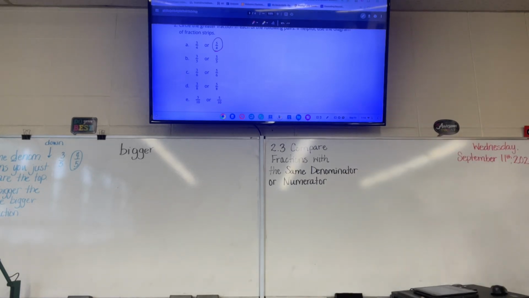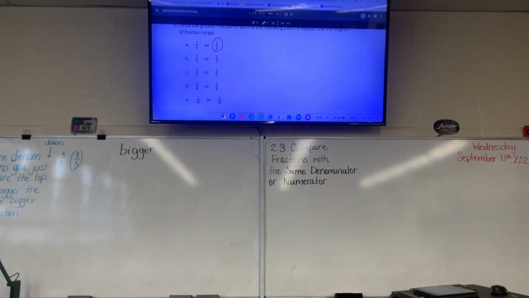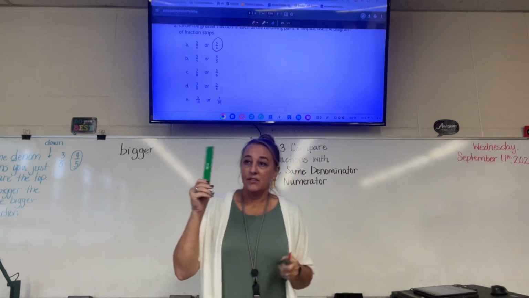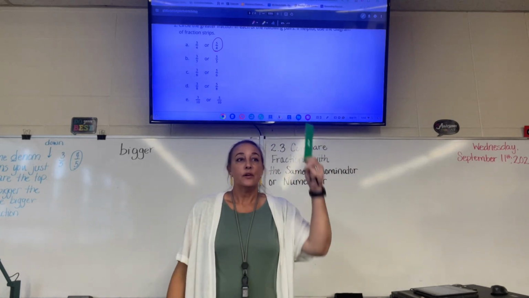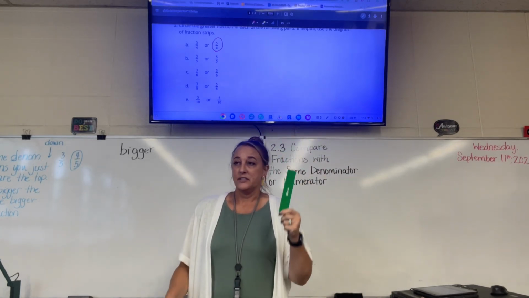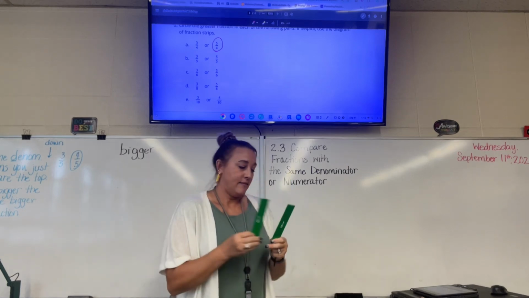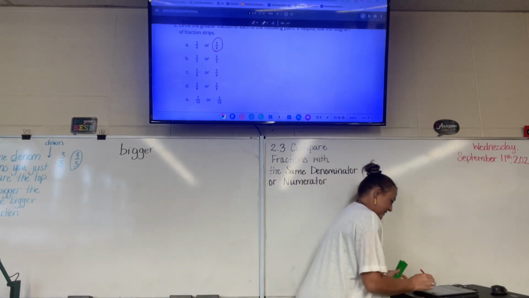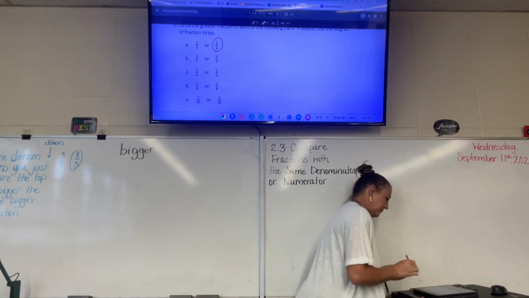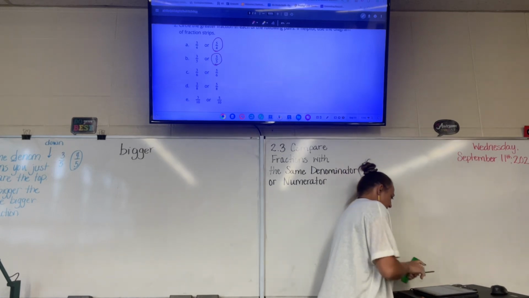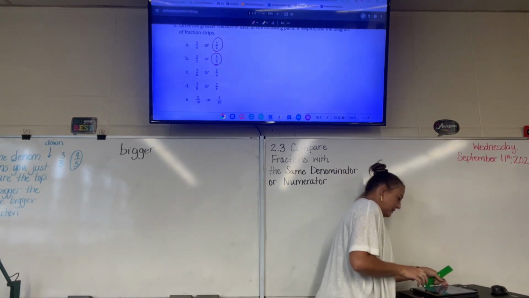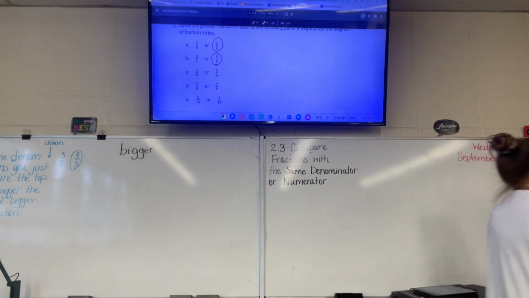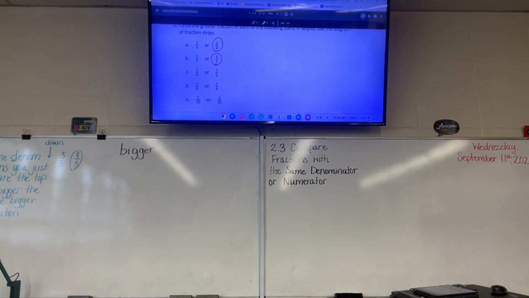Next, we have 5th size pieces. So which is going to be bigger? 3 of the 5th size parts or 5 of the 5th size parts? Mary? 5. So we're going to circle 5/5. Next we have 3/6 or 5/6.